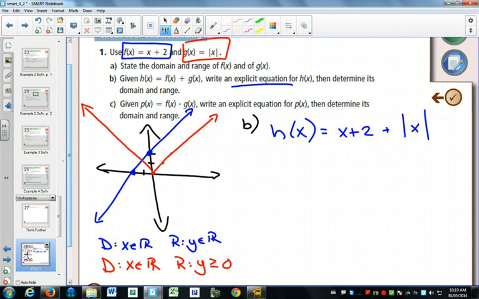No, I'm good. Thanks. So that's going to be the explicit equation. Now we have to determine the domain and range of this one. Now if we're adding functions, let's look what happens to these two graphs when we add them. Okay, so we're going to go through some points. Here at 0 and 2, adding those two together will be that. Here I'm going to have 1 plus 3 will give me 4. Here I have 1 plus 1, which will give me 2.